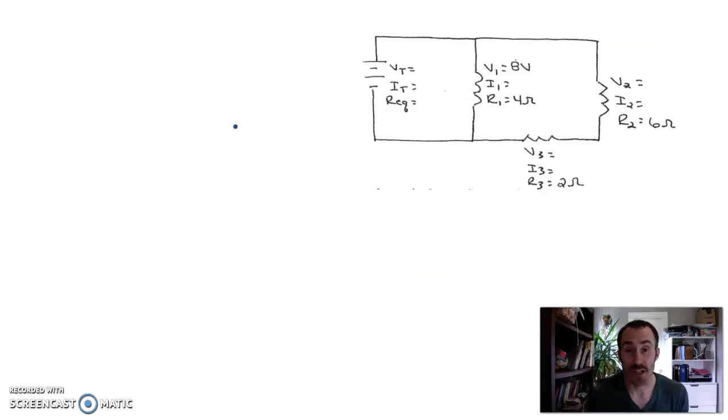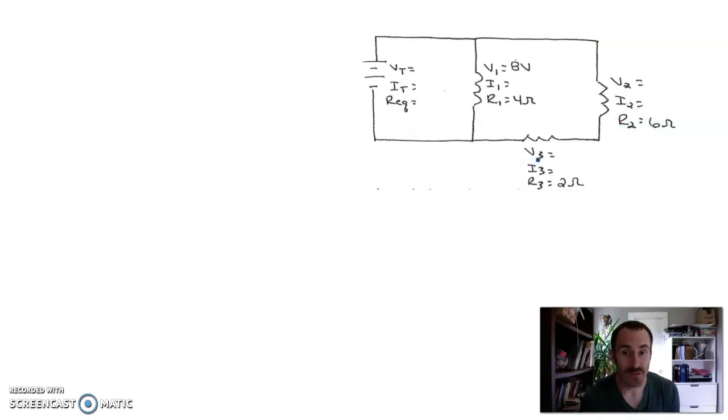Let's try one more here that isn't actually purely parallel, but it might give us a good example of how to do it anyway. So we are told nothing about the source at all. We are told that the voltage drop for resistor 1 is 8 volts and its resistance is 4 ohms. We're told the resistance of resistor 3 and we're told the resistance of resistor 2.